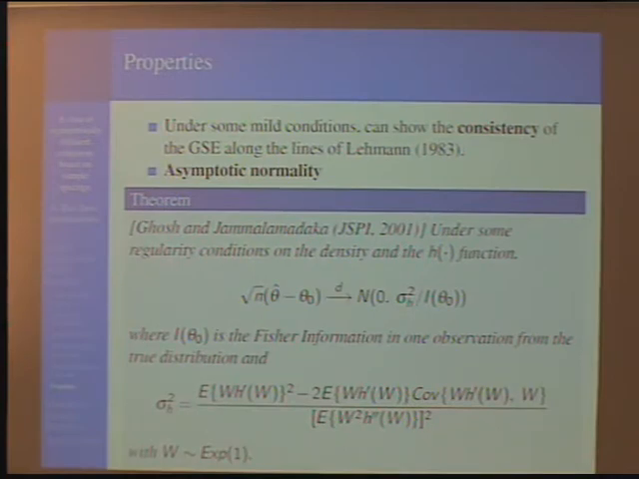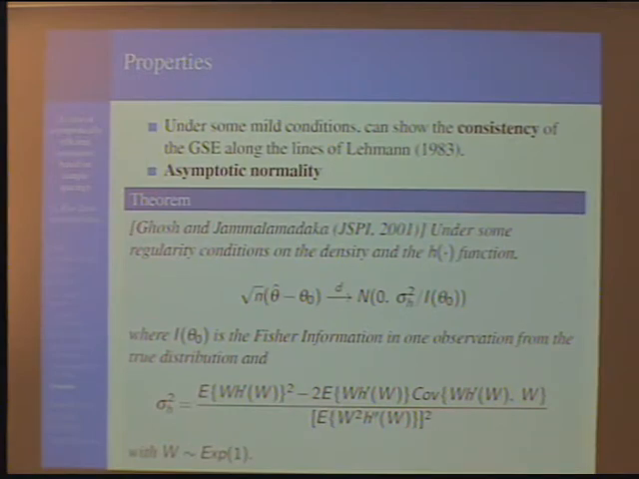And then there are some nice results that say that the spacings-based estimator, theta hat, has an asymptotically normal distribution, with a complex-looking variance value. That variance is also based on this h function, and W is our exponential.